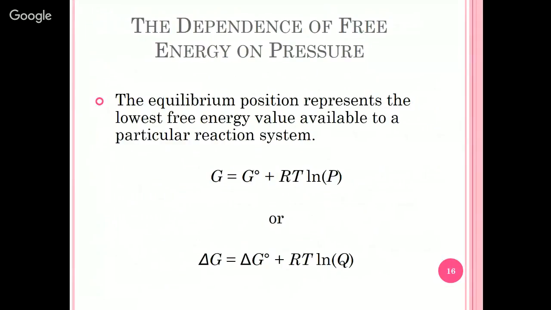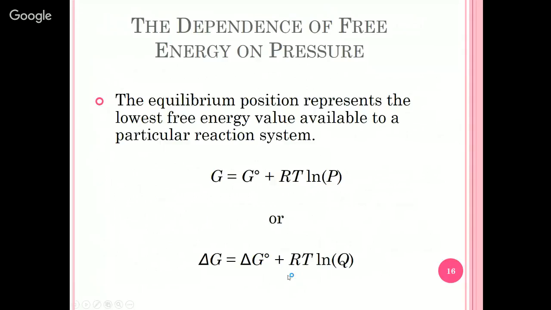So we can look at the dependence of free energy on pressure or on concentration. So these are partial pressures or concentration. Basically you can look at pulling in that reaction quotient Q from what we studied in the chapter dealing with equilibrium. So what happens when we aren't under standard state conditions and we don't have things that are just 1 molar or under 1 atmosphere of pressure? How does that change everything?